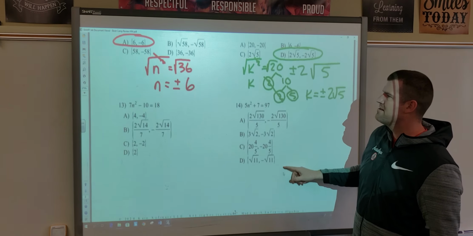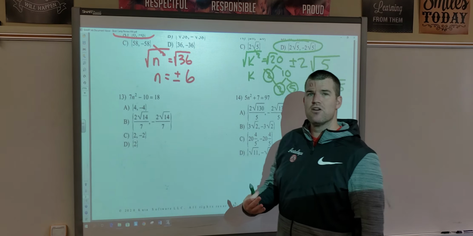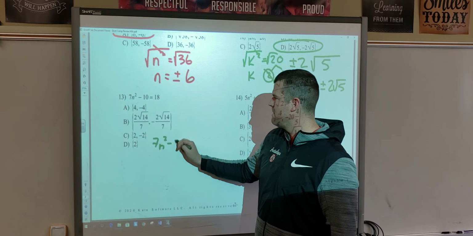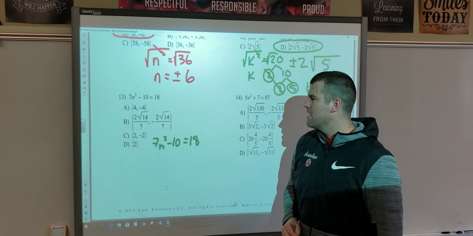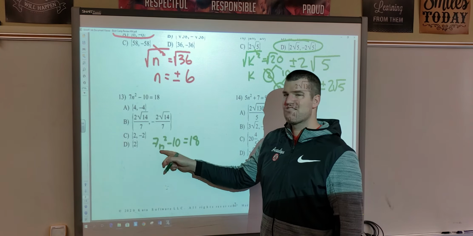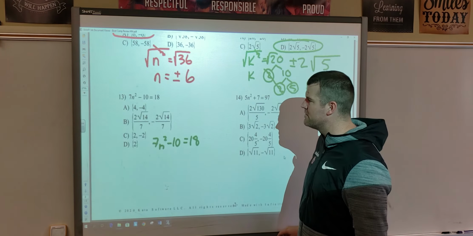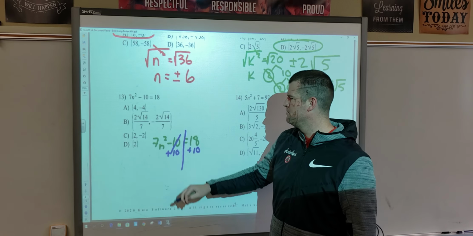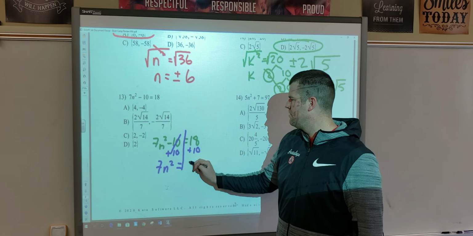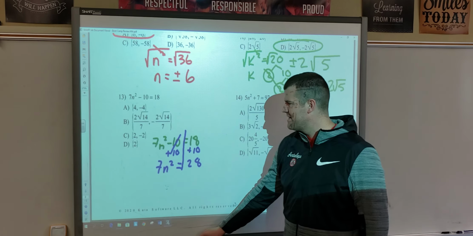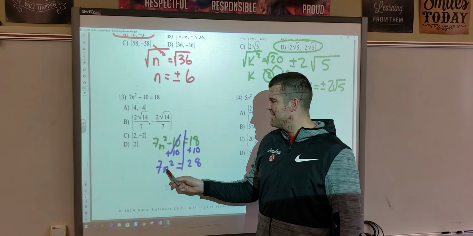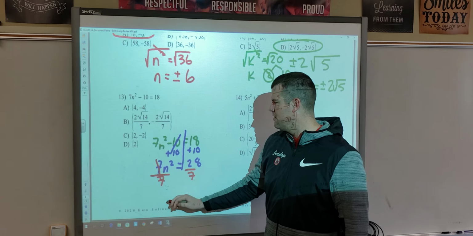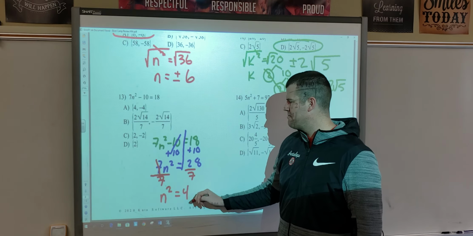All right, on to the last 2 problems. This time we have some more going on. Other than just the term squared, we have 7n squared minus 10 equals 18. And before we take the square root, we want to get the n squared alone. So just like any other equation, I'm going to add the 10 to get that away from the variable. And then I also need to get rid of this 7 because the 7 is not getting squared, only the n is getting squared. So I'm going to divide both sides by 7, which leaves me with n squared equals 4.